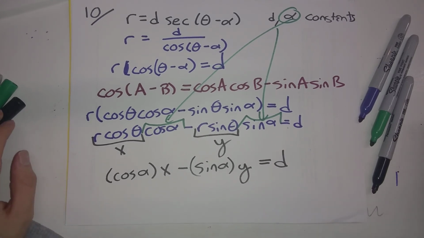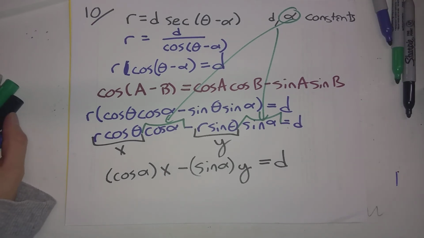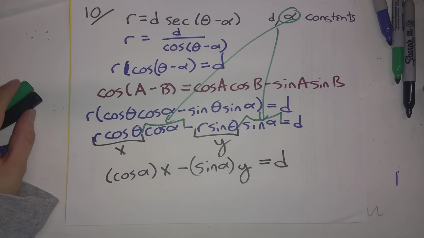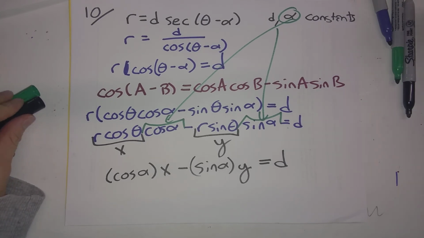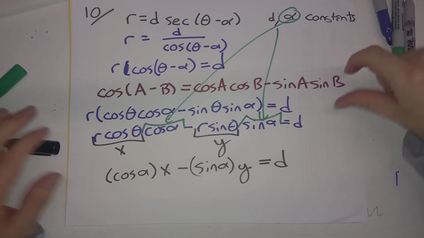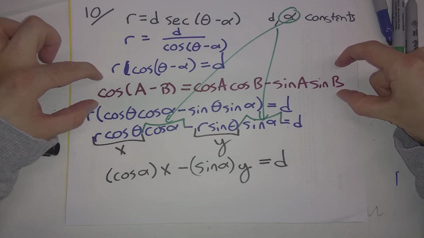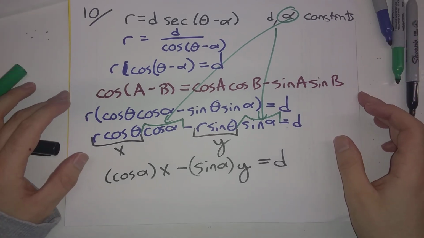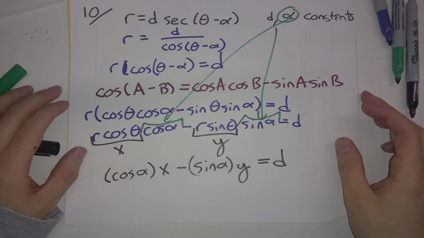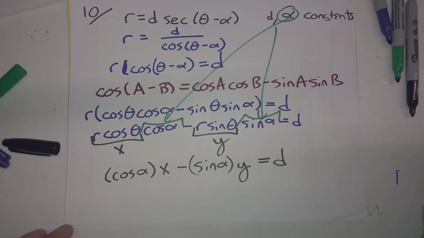You can certainly manipulate it to put it into a different form of the line, but this is a perfectly valid form of the line right now. In any case, we have definitely proven that this describes a line in the xy plane. Key step in this problem, probably, is knowing that cosine of a minus b is cosine a cosine b minus sine a sine b. If you don't have that fact, you're probably not going to be able to answer this question.